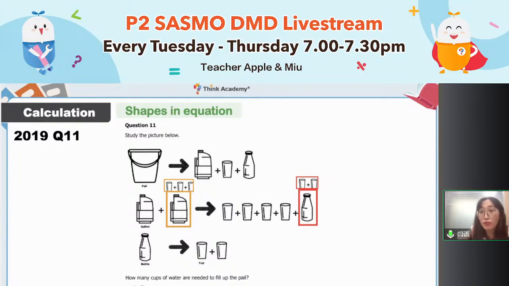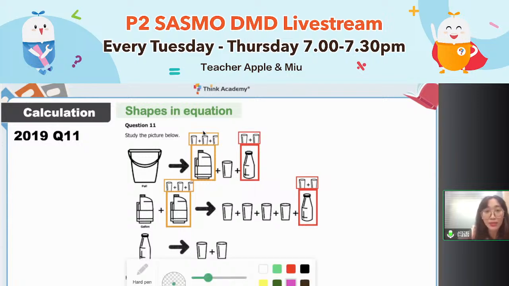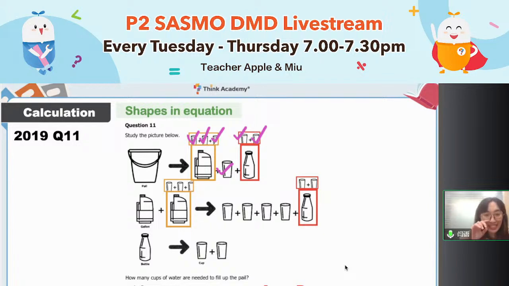Then back to the first equation because it is the most complicated one. Now you see, 1 bottle equals 2 cups, and 1 gallon equals 3 cups. So what about for one pail? How many cups are there? You just count. 1, 2, 3, 4, 5, 6. Understand now? Okay. So in this way, what is the final answer? The answer should be D. Okay, 6. Understand now?